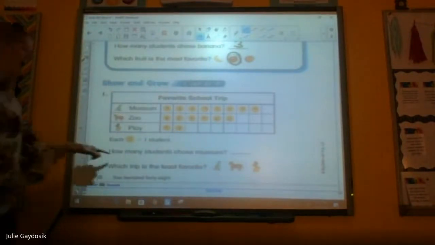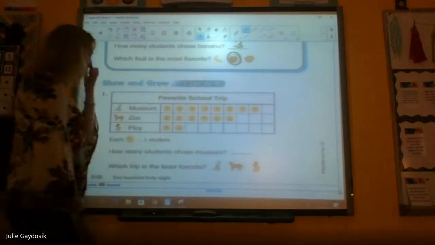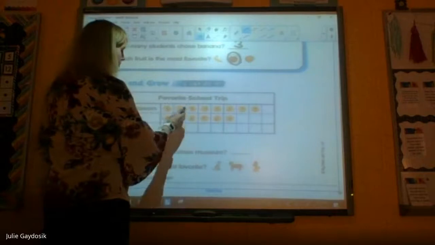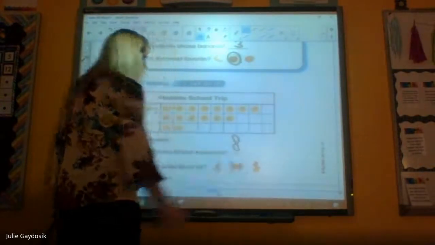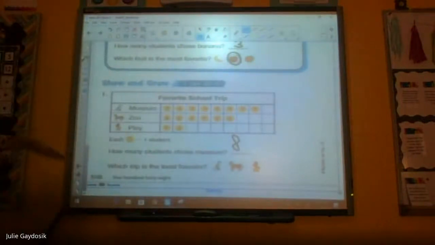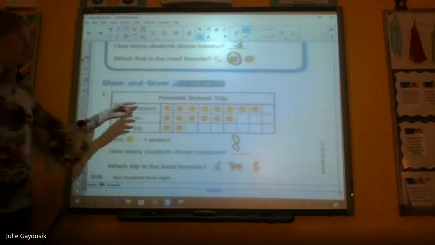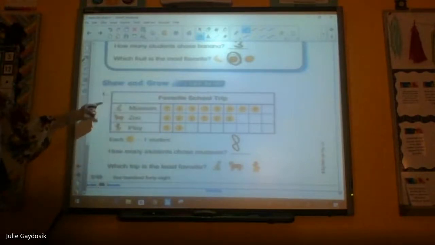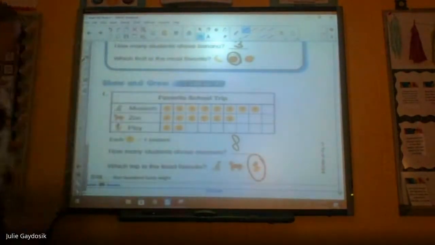This wants to know how many students chose the museum. Okay, so we just counted the museum, but let's go ahead and count it again. 1, 2, 3, 4, 5, 6, 7, 8. So 8 people chose the museum. That's how many people chose the museum as their favorite school trip. Then it wants to know which trip is the least favorite. It doesn't want to know the number. It wants to know which one, museum, zoo, or play. That's right, it's the play. So I'm going to circle the play. Okay?